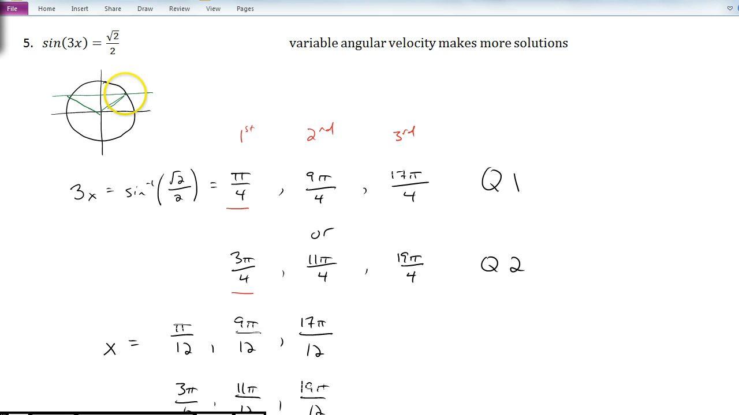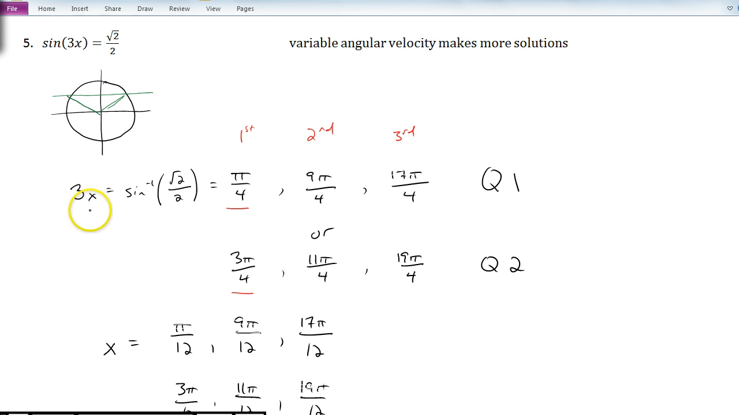So 2 pi past this one the first time is going to be 9 pi over 4. That's just 8 pi over 4 plus pi over 4. And then 8 more pi over 4 is going to be the third incident of this angle here. And then 3 pi over 4 is going to have 3 incidents also. 3 pi over 4, 11 pi over 4, and 19 pi over 4. So this row represents the 3 solutions on this spot on the unit circle. And then this row of 3 represents the 3 solutions at this spot on the unit circle. The first quadrant ones and the second quadrant ones.